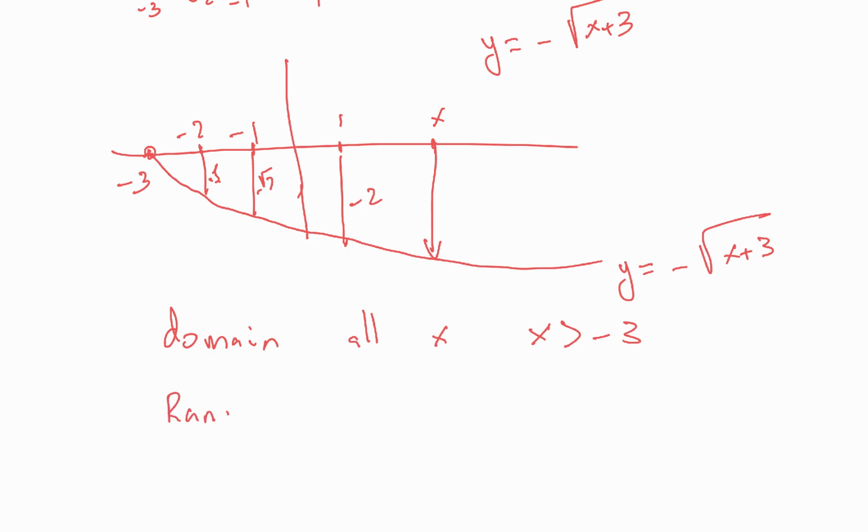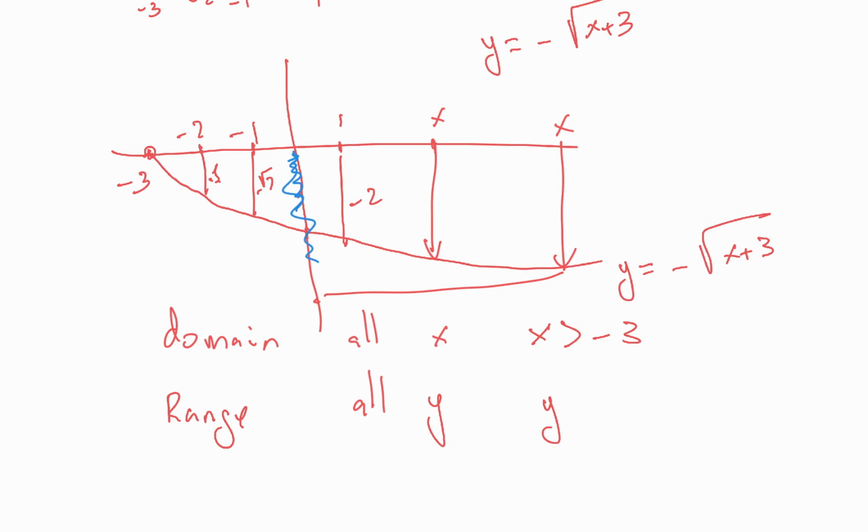The range will be all y such what? That y is, you see, the range is here. You can arrive to any point in the y-axis. For this point x, you will arrive here. So the range is all y negative, for all y such that y is smaller or equal than 0. And the problem is done.